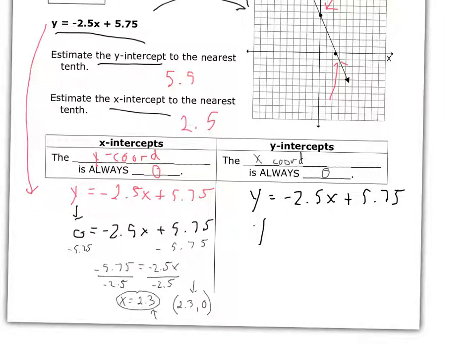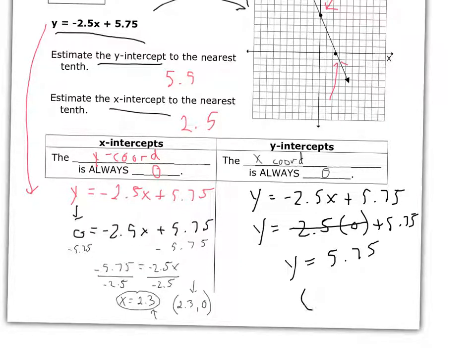So we have y equals negative 2.5, and we have an x, so we're going to plug in a 0 and add in 5.75. Okay, so if you have negative 2.5 times 0, those simply cancel out, and we would have y equals 5.75. Okay, so we know our y-intercept is 5.75, but we want to know the coordinate of that location.